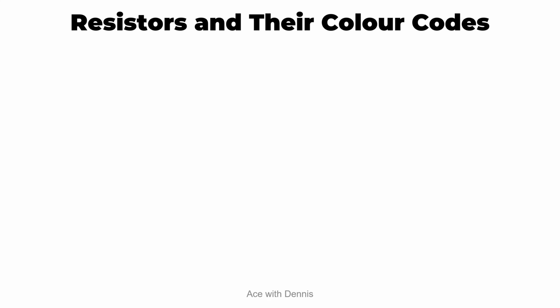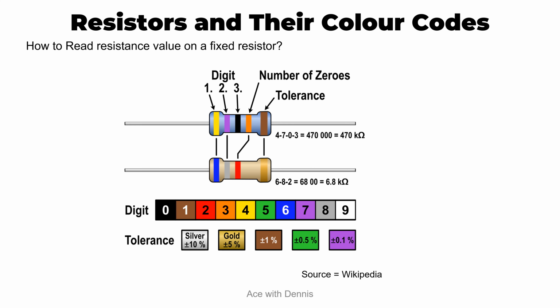After you have memorized all the color bands, the next question is how to read the resistance value on a fixed resistor. So let's take a look at this picture. There are 2 types of color bands. The first one is 5 bands and the second is 4 bands. For 5 bands, the first 3 color bands stand for the digits. The 4th color band is the number of zeros and the last color band stands for the tolerance.